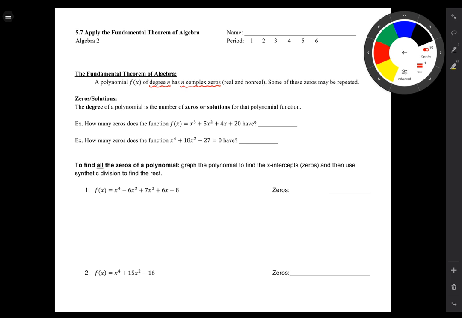So for the first example, how many zeros does the function f of x equals x to the third plus 5x squared plus 4x plus 20 have? Well, you look at the degree. Because these equations are written in standard form, 3 is the largest exponent, so you're going to have a total of 3 zeros. For the second one, 4 is your largest exponent, so there's going to be 4 zeros.